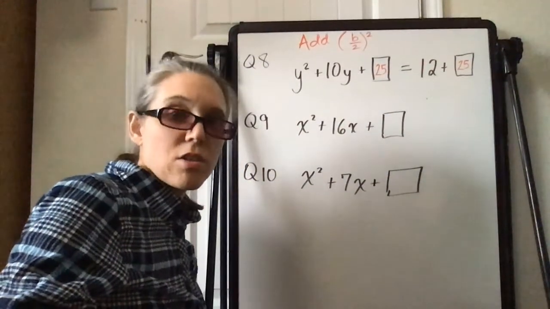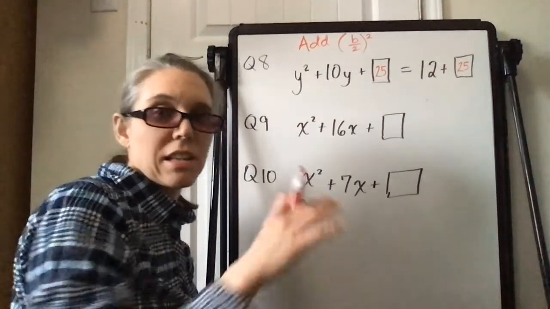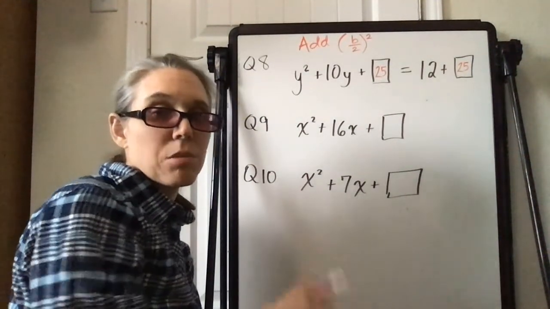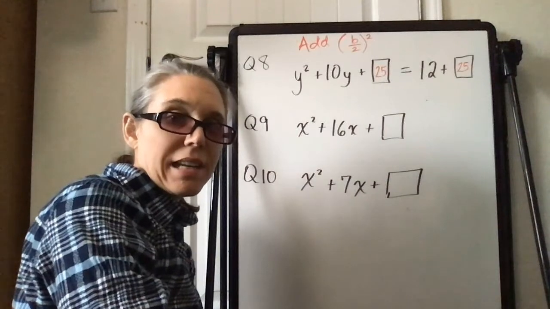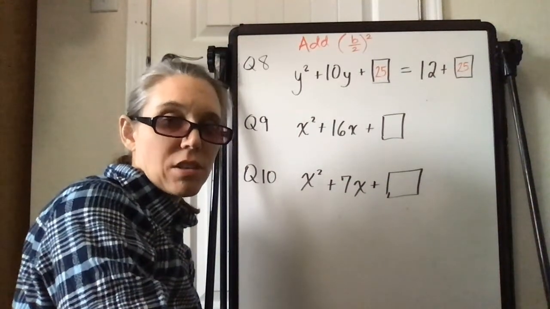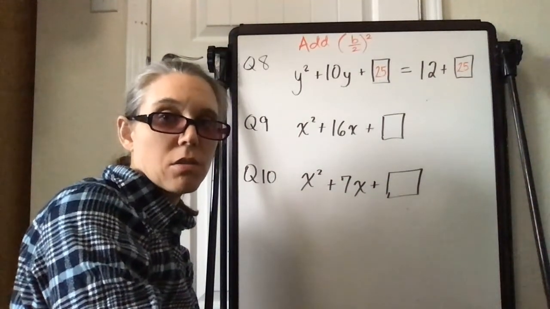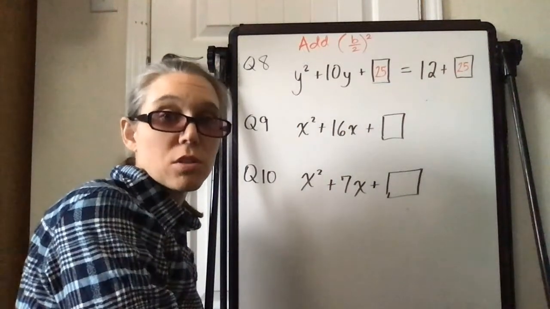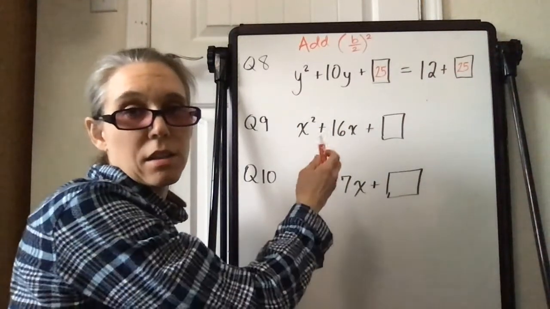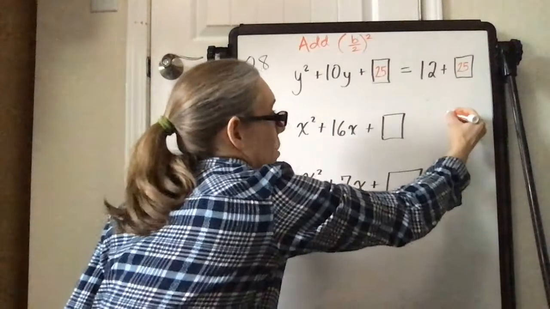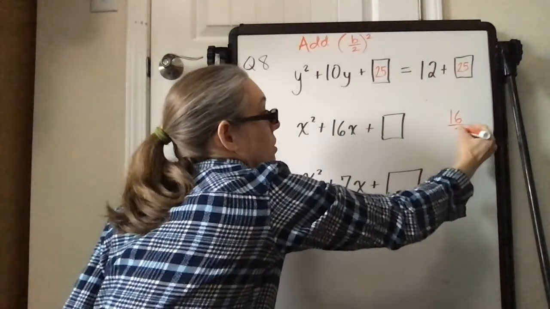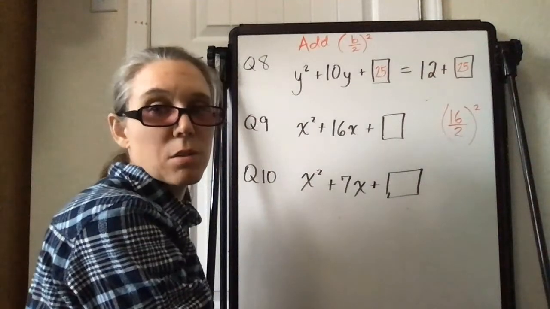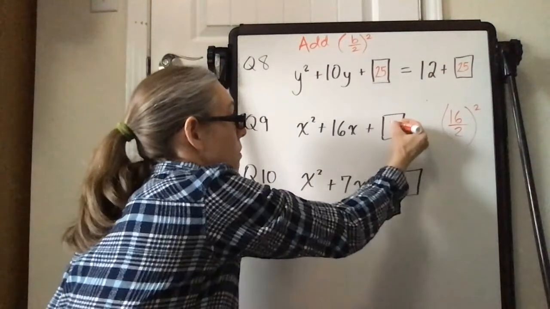For question 9 and question 10, we are not actually keeping these expressions equal to the original expression. We are adding something, but it's asking what would I need to add in order to make each of these trinomials a perfect square. So for questions 8, 9, and 10, all you need to do is figure out what b over 2 is and square it. In the case of 9, b over 2 is 16 over 2, and when you square 8, you get 64.